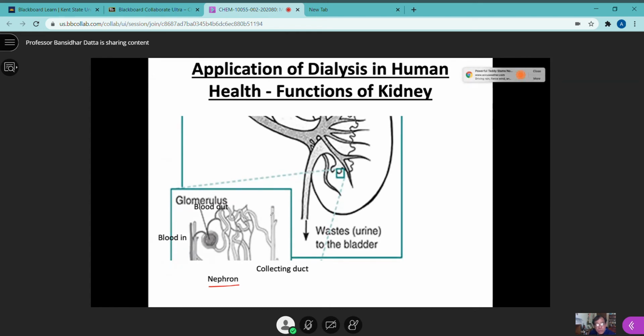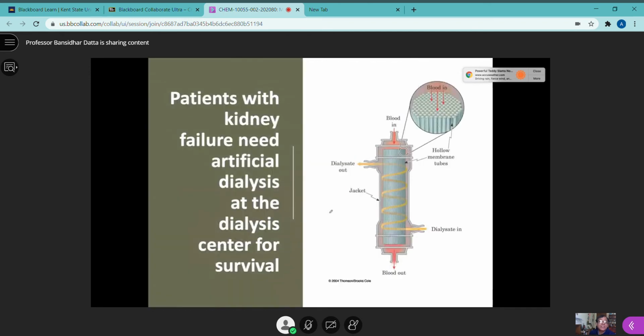Some people do suffer from kidney problems, right? And as they do, that's called kidney failure. They can live, but they have to go to the dialysis center. So what happens in the dialysis center? This is basically the dialysis chamber that you can see there. A patient with kidney failure needs artificial dialysis at the dialysis center for survival, right?